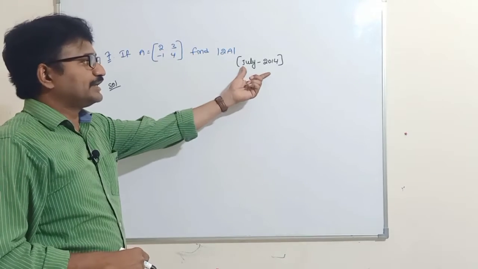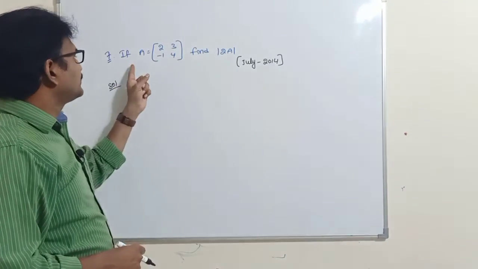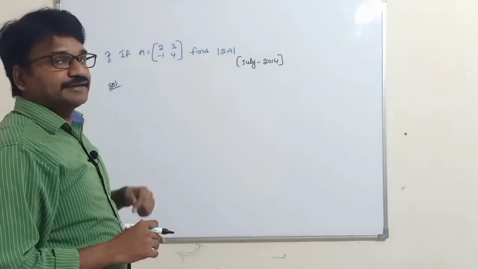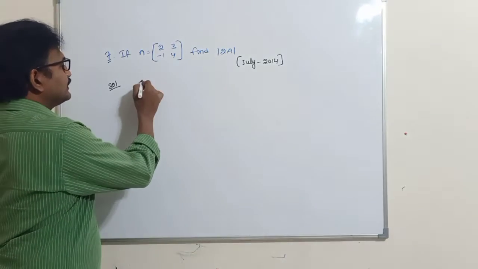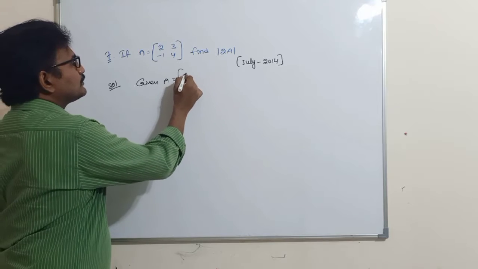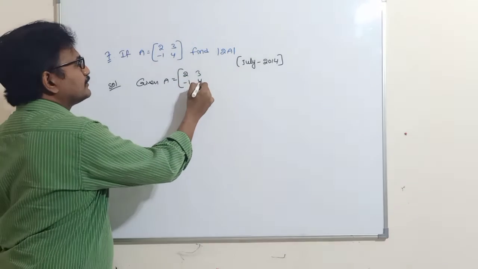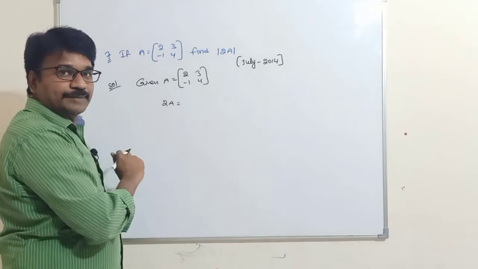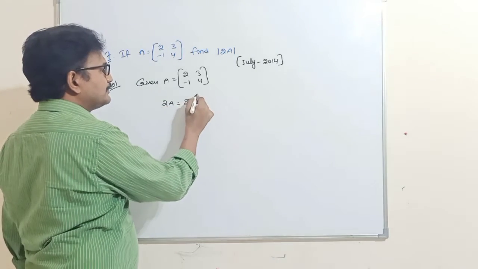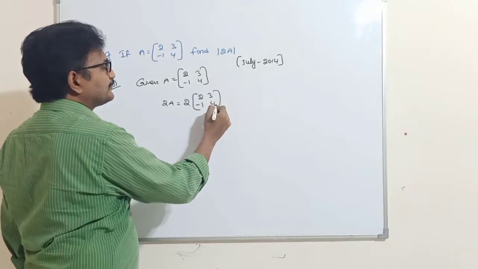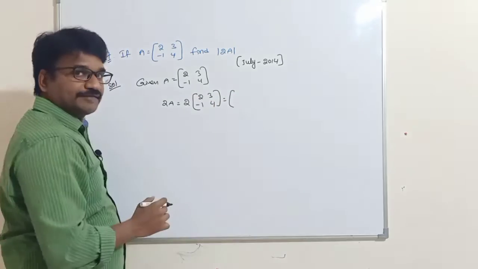Next, July 2014 problem. If A is equal to 2, 3, minus 1, 4, then find det of 2A. Given A is equal to 2, 3, minus 1, 4. Det of 2A. First we need to find matrix 2A. 2 into matrix A, which is 2, 3, minus 1, 4. Then how much will we get if we multiply every element with 2?